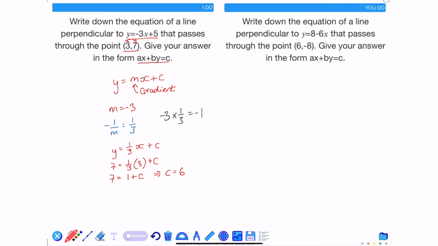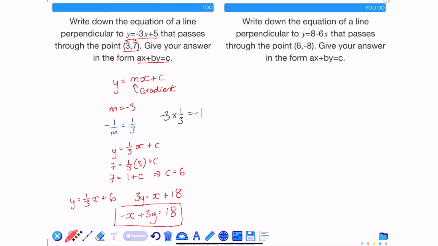Substituting this into y equals a third x plus c gives me y is equal to a third of x plus 6. So although this is the equation of the line, I need to write it in a given form. The first thing I'm going to do is multiply all terms by 3 to get rid of the fraction. So multiplying all terms by 3 gives me 3y is equal to x plus 18. Subtracting x from both sides gives me -x plus 3y is equal to 18. This is my final answer.